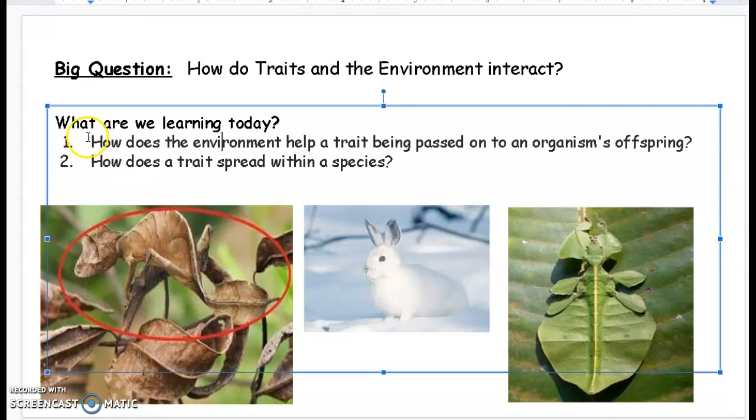So we're going to answer two questions for today. Number one, how does the environment help a trait being passed on to an organism's offspring? That is natural selection. And then number two, how does a trait spread within the species? I'm pretty sure most of us can answer that question right now. Reproduction. The more you reproduce, the more babies you have. That means that more of a population will have this trait.